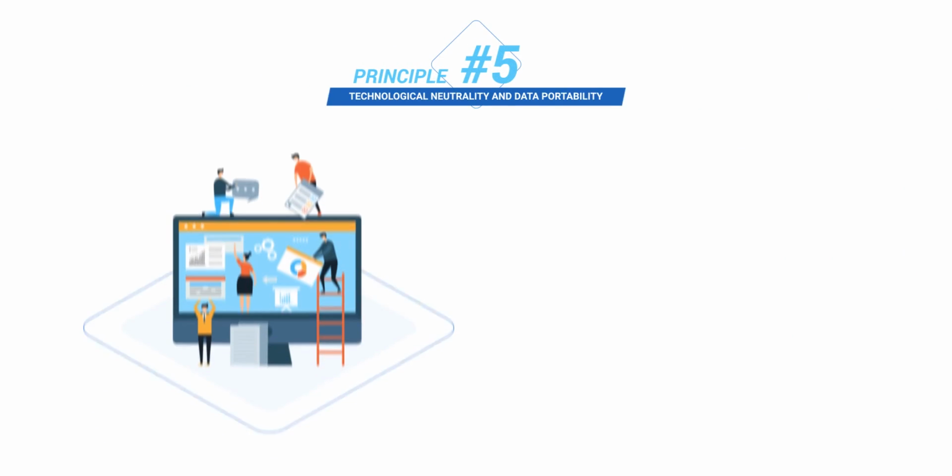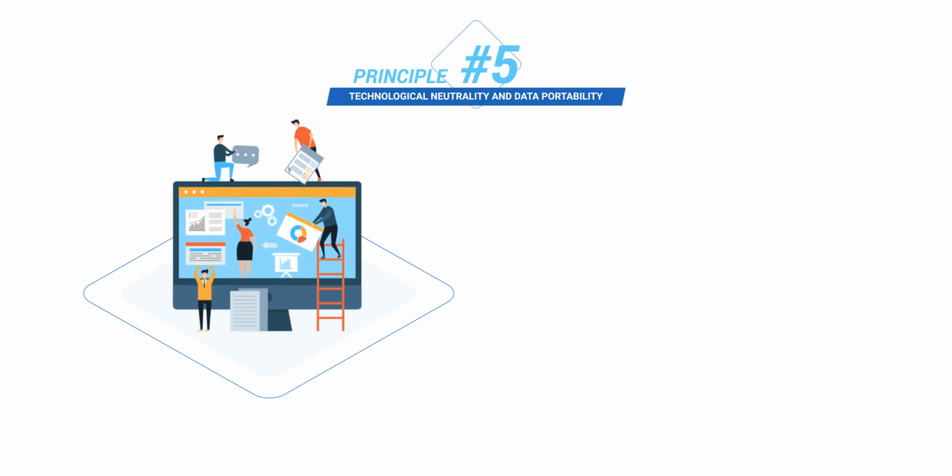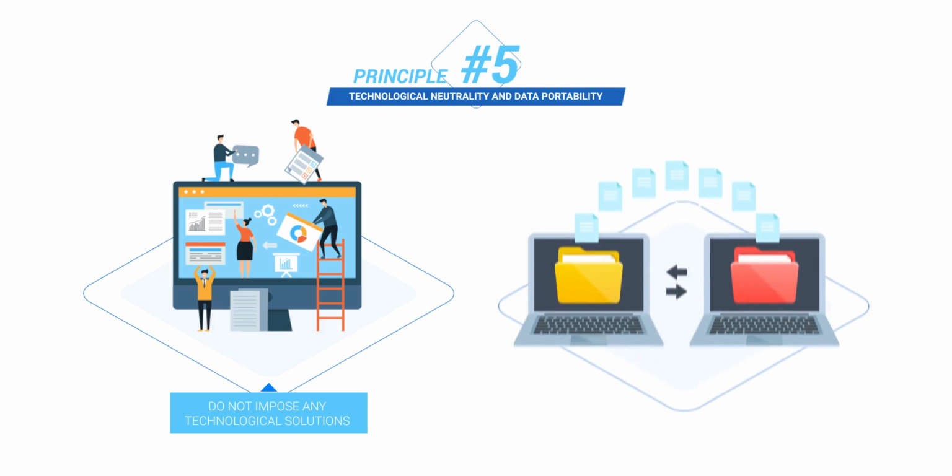Principle 5. Technological neutrality and data portability. When establishing European public services, public administrations should focus on functional needs and defer decisions on technology as long as possible in order to minimize technological dependencies, to avoid imposing specific technical implementations or products on their constituents, and to be able to adapt to the rapidly evolving technological environment.